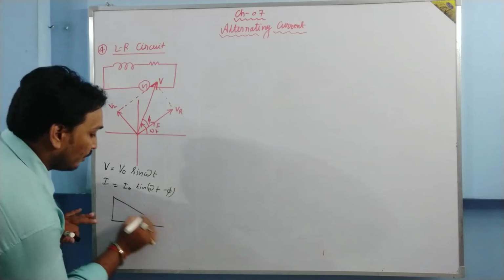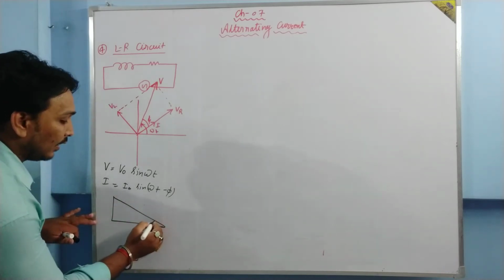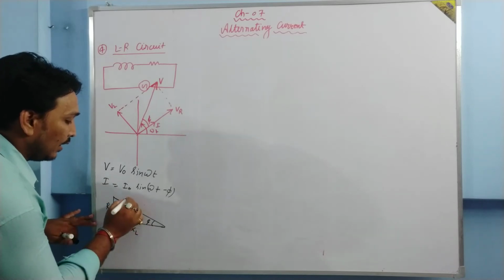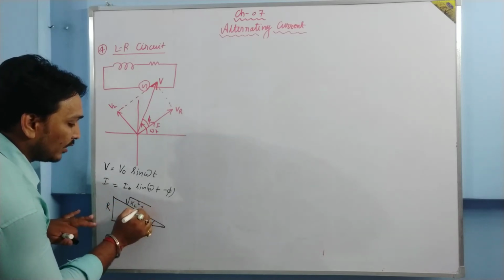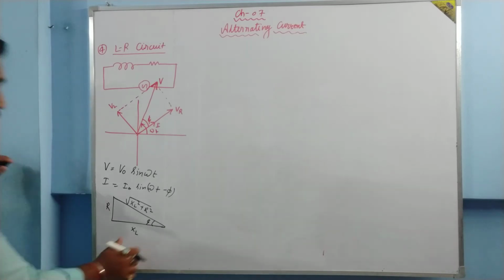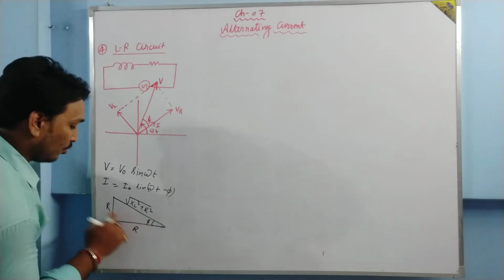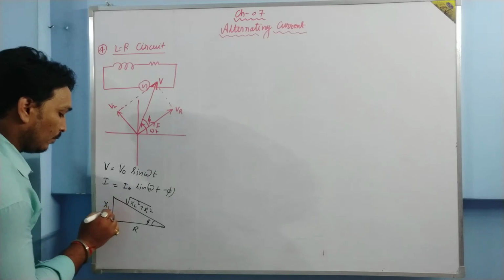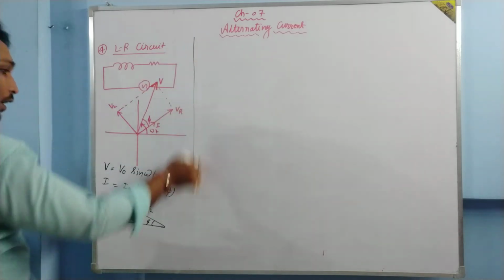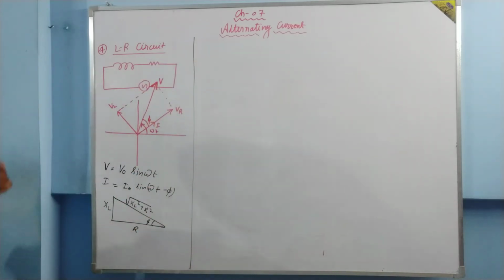Impedance triangle. If you remember, this angle is phi, this side is R, this is XL, and this is what? Under root XL square plus R square. So from here you can calculate the value of phi. If I have done it right, this should be R and this should be XL. Okay, impedance triangle we have done there. From here you can calculate the value of phi.